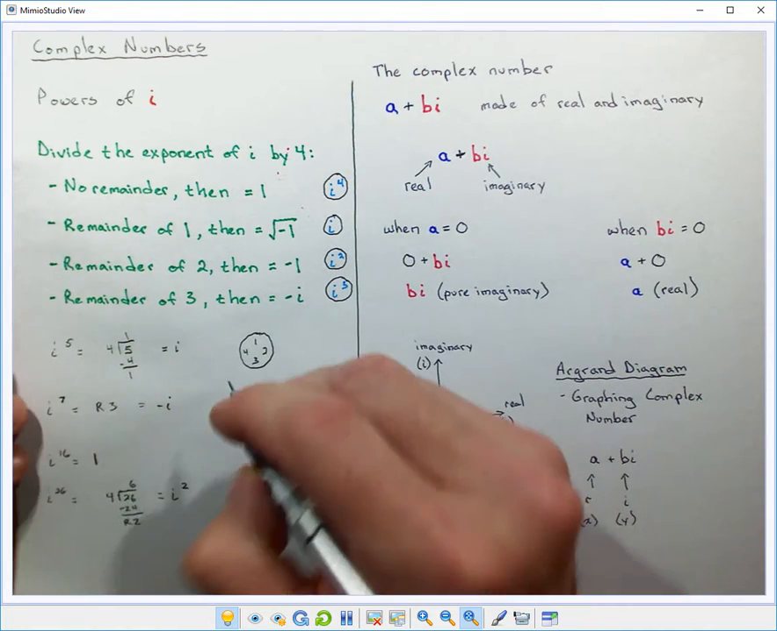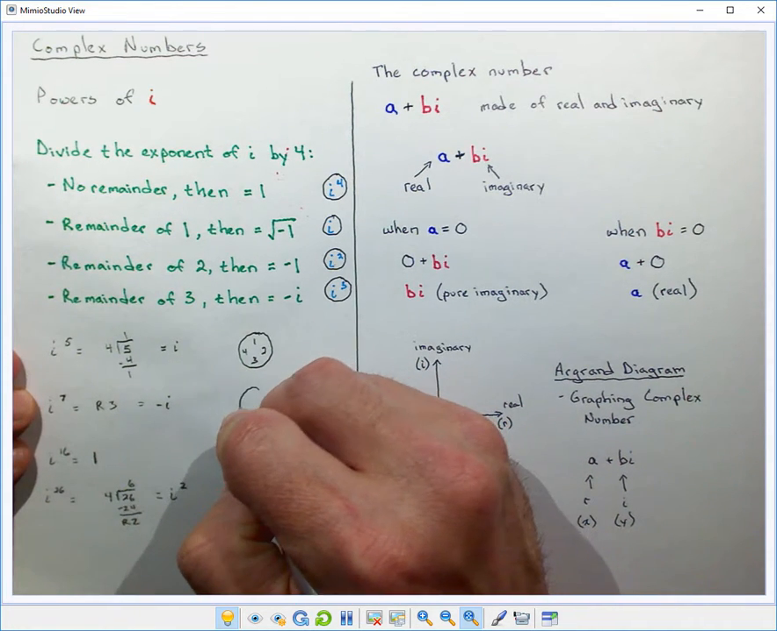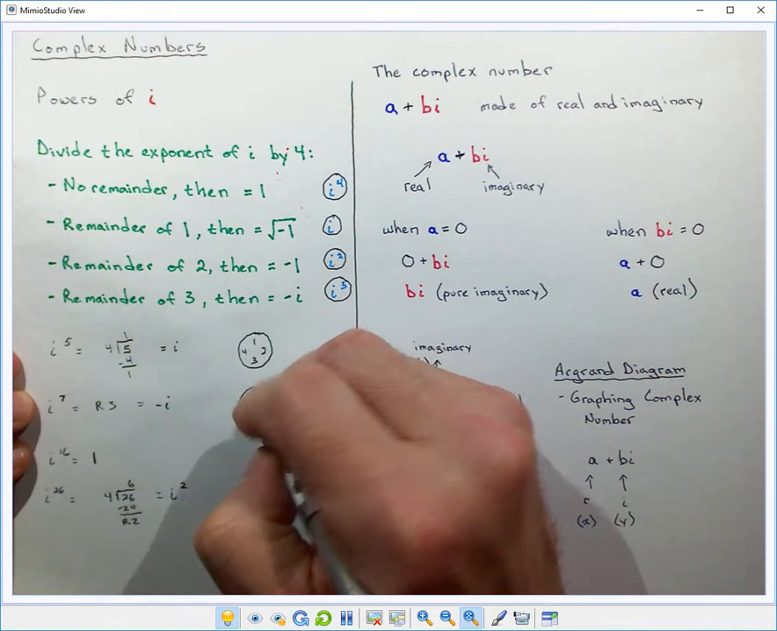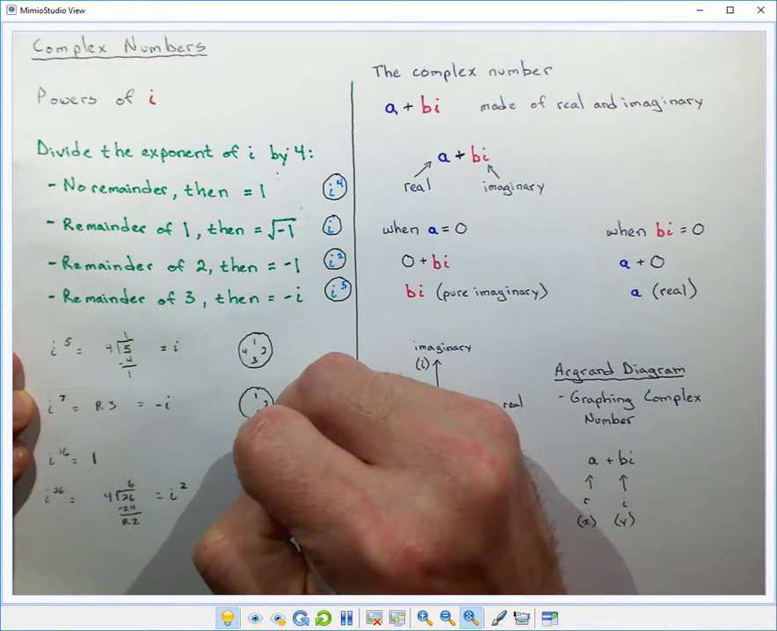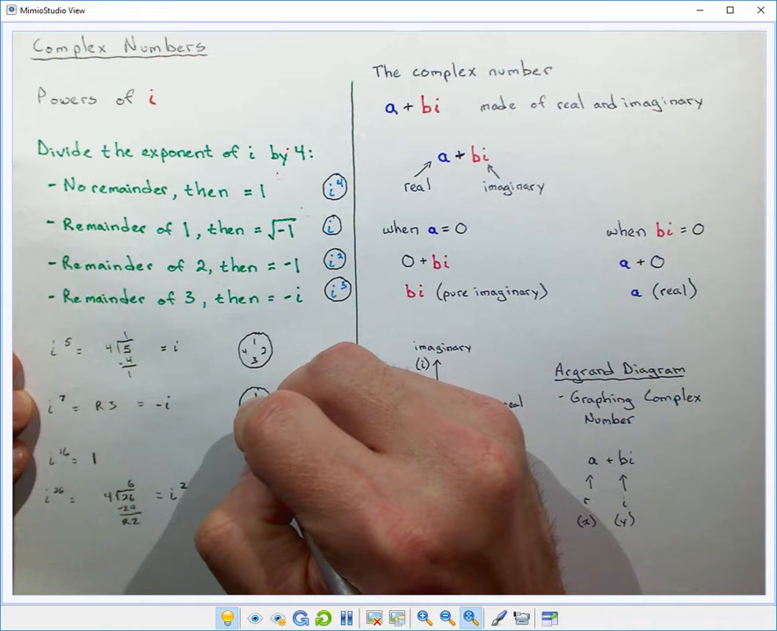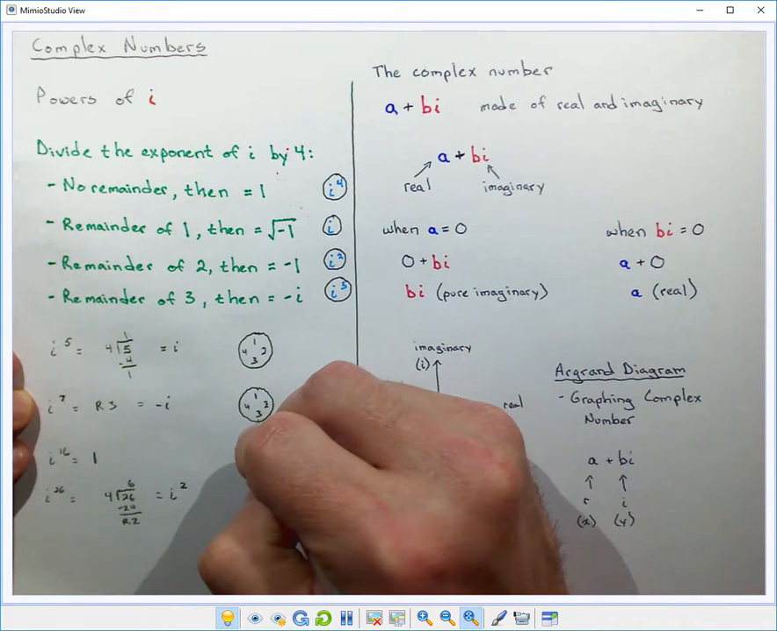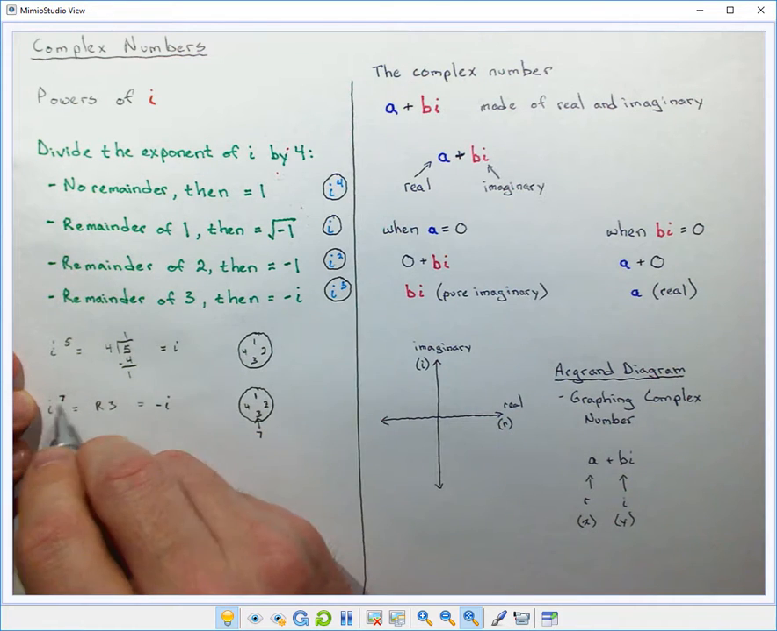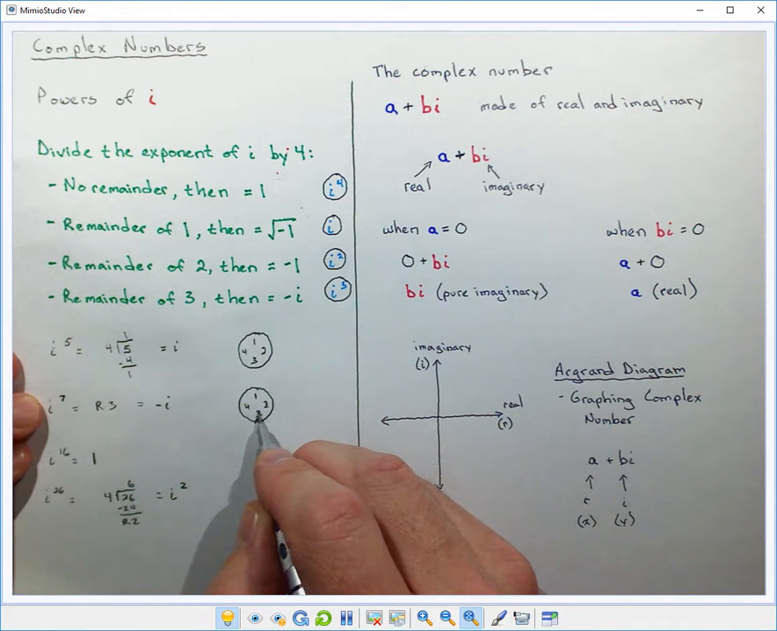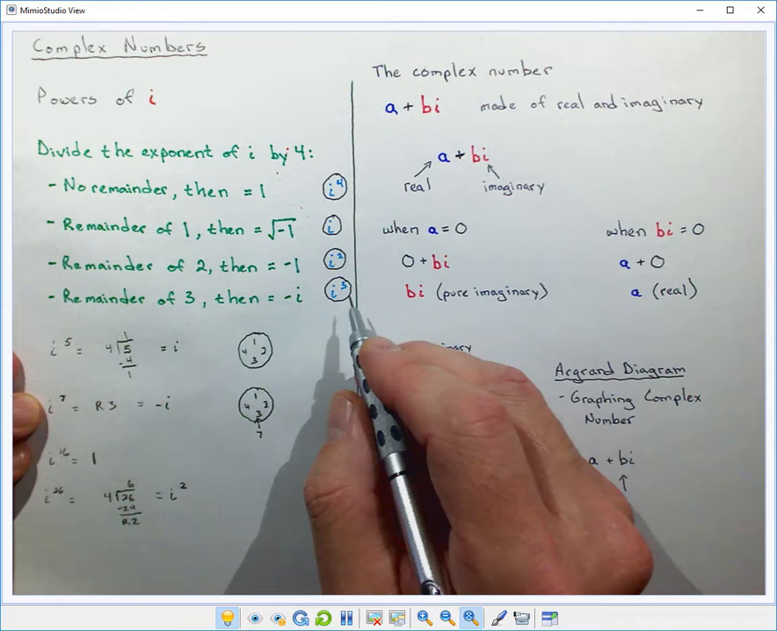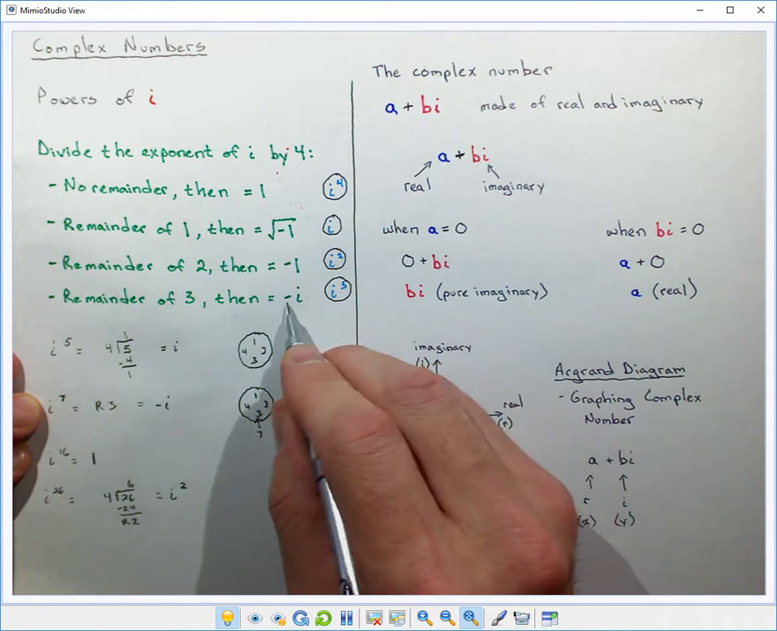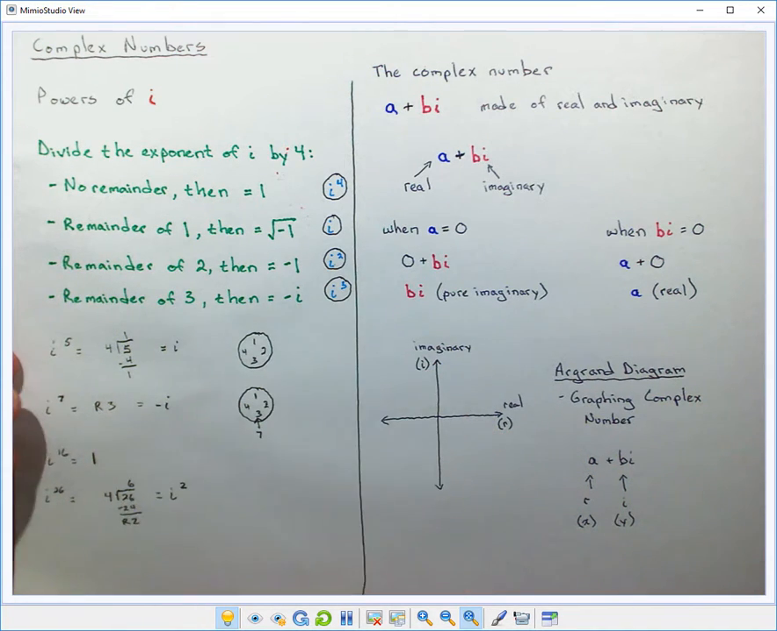Real quick, to make sure that you understand, because if you can visualize this, then remembering rules goes away. So there was 1, 2, 3, 4, 5, 6, 7, right? I to the 7th, so that brings me back around to the 3rd. So i to the 3rd power is a negative i. So the powers of i, again, are cyclic.